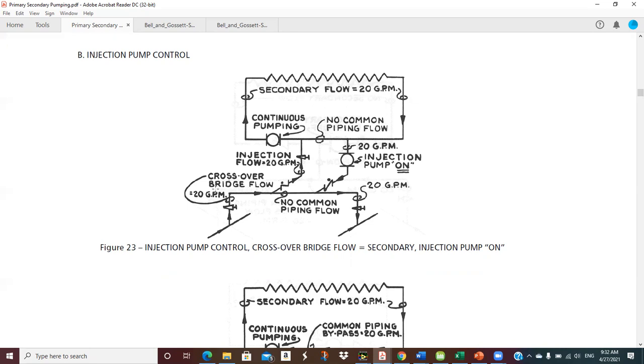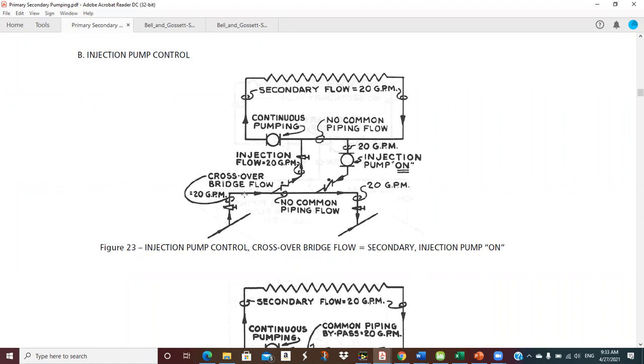This is one where secondary and crossover are the same. In this one, the injection pump is on. The injection pump is an additional very small pump that's added. We've got the secondary up here, and we've got the crossover down here, and then we simply put these injection risers, they call them, where if I run the injection pump, then whatever that flow is gets pulled out of the crossover and injected into the secondary, which is continuously pumped. If this doesn't run, then this primary flow just bypasses and stays down here in the crossover bridge and goes back to the return. So we're showing all of this as 20 GPM.